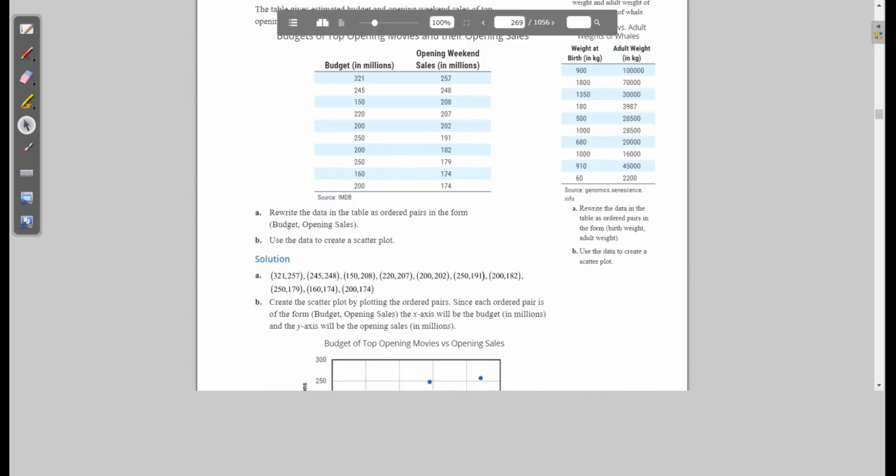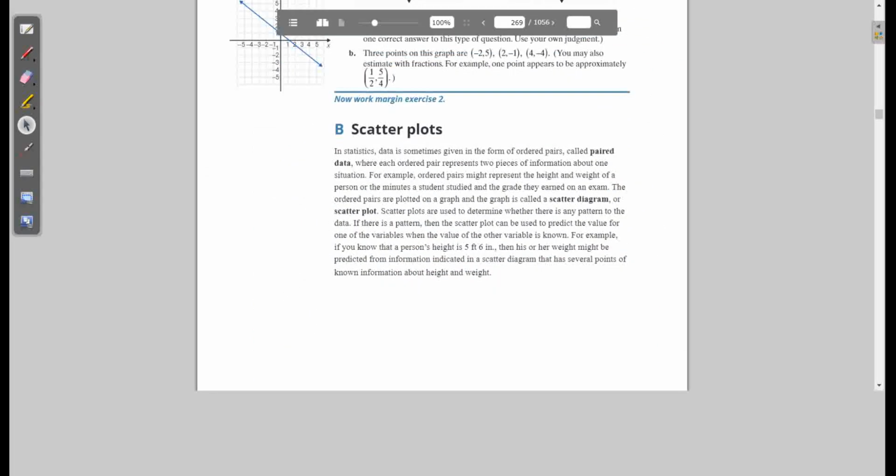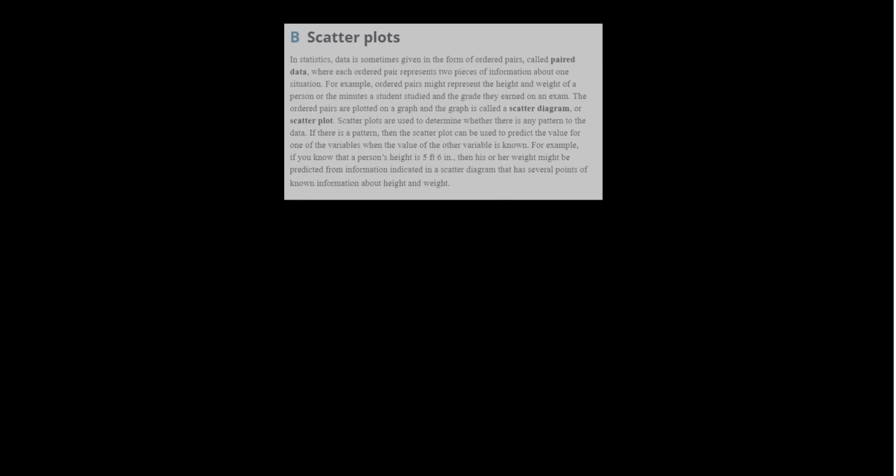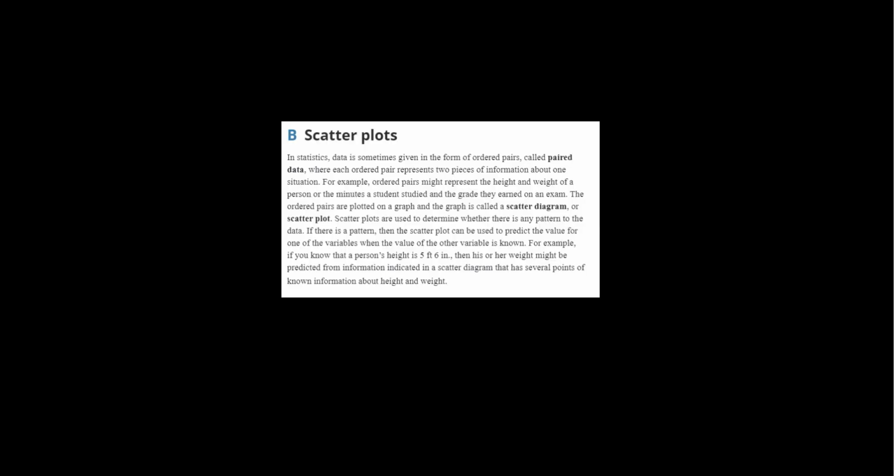Okay, scatter plots. We'll just give it its own page. Alrighty, so in statistics, data is sometimes given in the form of ordered pairs. We call those paired data, where each ordered pair represents 2 pieces of information about one situation. So for example, ordered pairs might represent the height and weight of a person, or the minutes a student studied and the grade they earned on an exam. The ordered pairs are plotted on a graph, and the graph is called a scatter diagram or a scatter plot.